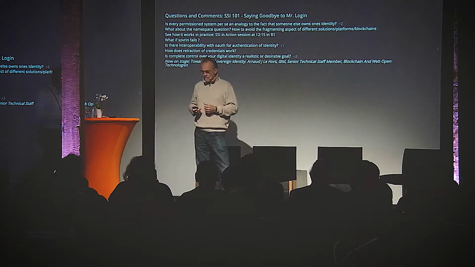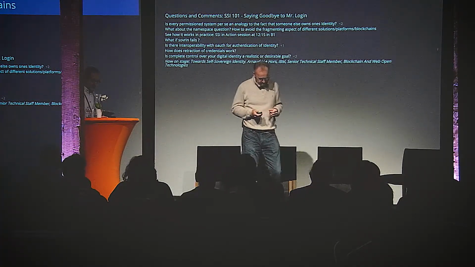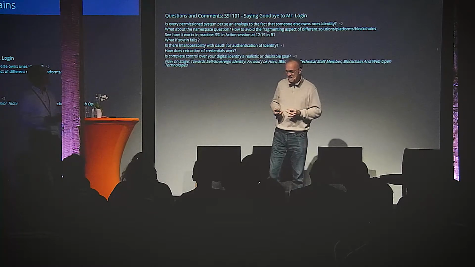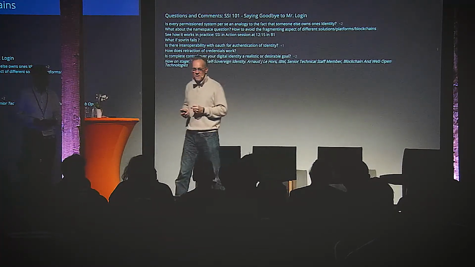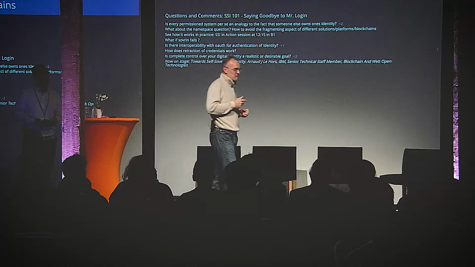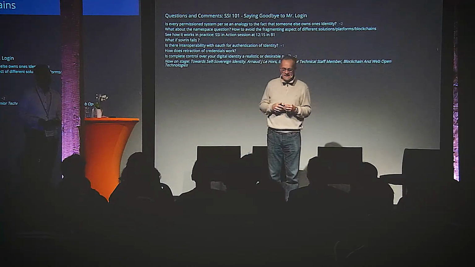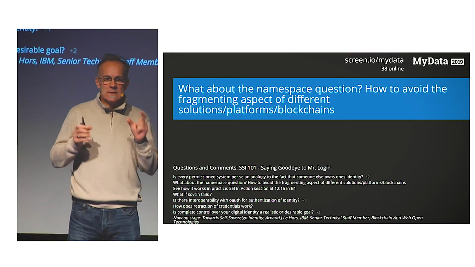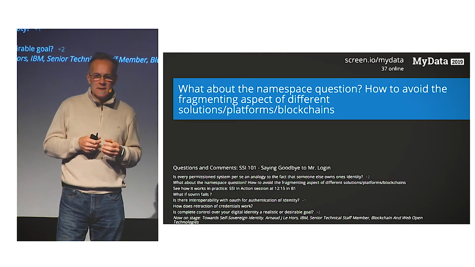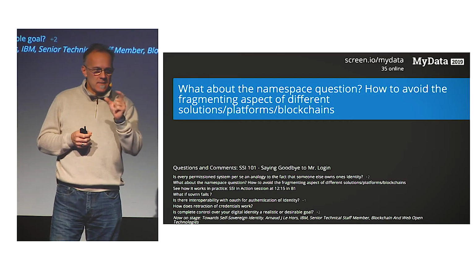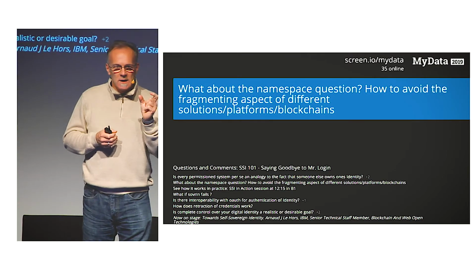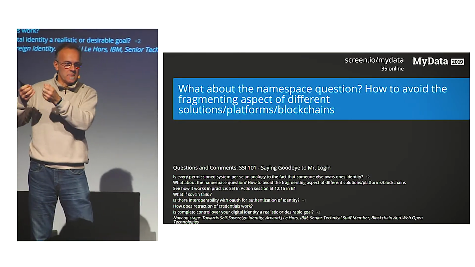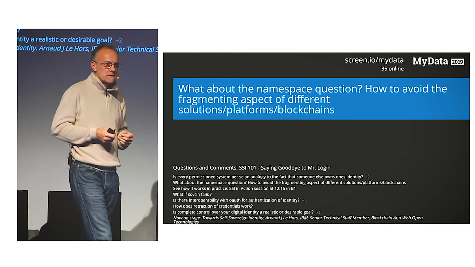Okay, something else. There was a namespace question: how to avoid the fragmenting aspect of different solutions, platforms, or blockchains? This is an interesting question, and to be fair, we don't really know how this is going to play out. We had a discussion about that last week during the DID working group face-to-face meeting. The DID, this new type of URI that this whole system depends on, has a method name that gives you a way to sort between the different methods and the different networks on which you're going to find the record associated with that identifier.